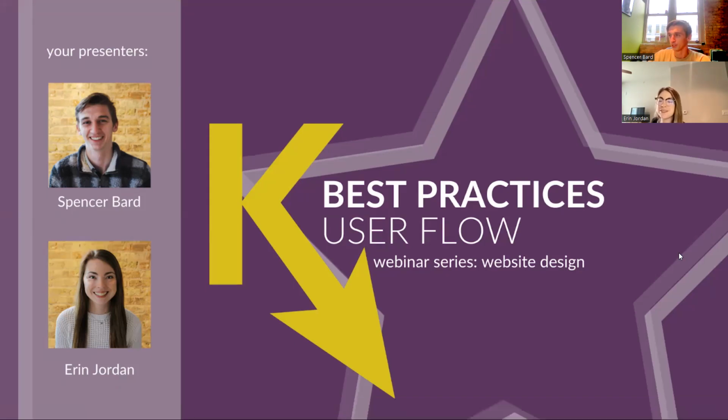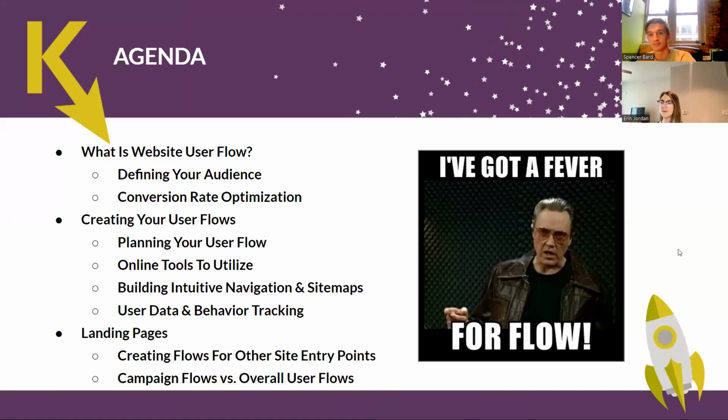So let's kick this off. I'm going to start things off with Erin on covering what we're going to tackle today. So today, what are we talking about? We're talking about user flow. We'll go through a little bit about what user flow is, defining your audience, some CRO. Then we're going to get into how you'd create your user flows, how to start out that process, and what tools are available to you in your toolbox. And finally, we're going to touch on landing pages and the distinction between user flows for campaigns versus your overall user flow.